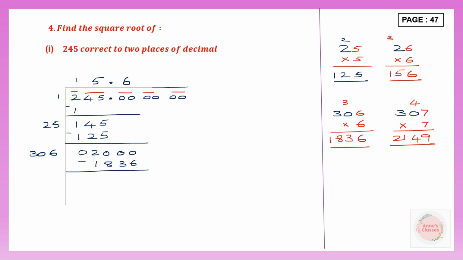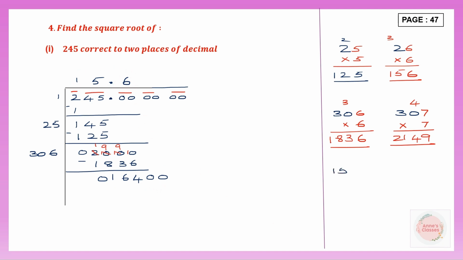So let's subtract. We have to borrow from here. So this is 10, 9, 10, 9 and 10. Now 10 minus 6 is 4, 9 minus 3 is 6, 9 minus 8 is 1 and here we have 0. Next step is bring down the next pair of zeros. So we have the second pair. Let's put that here. Now what is our number? 16,400. Double this. 156.